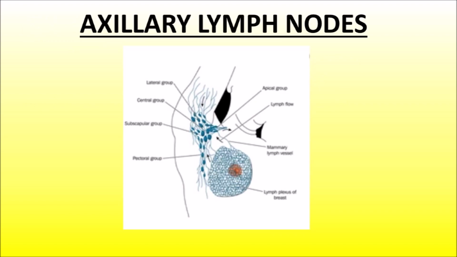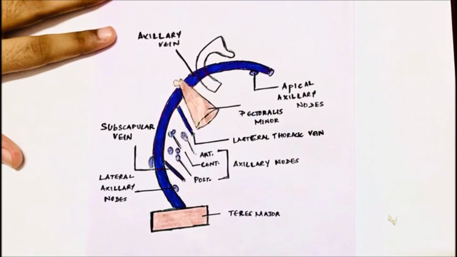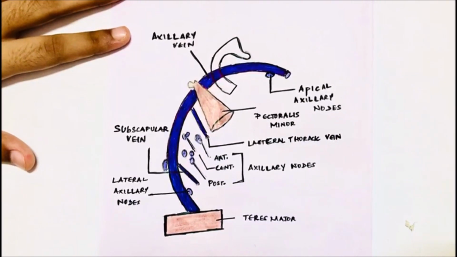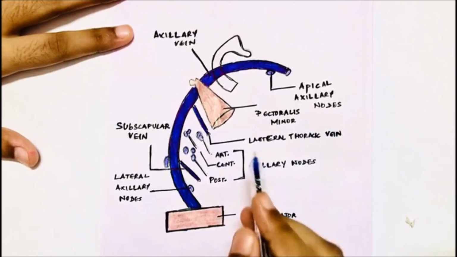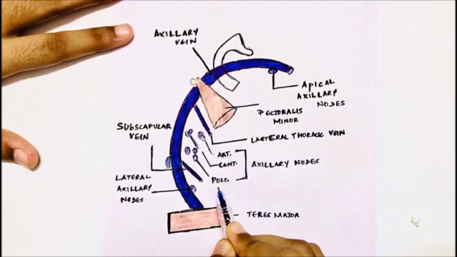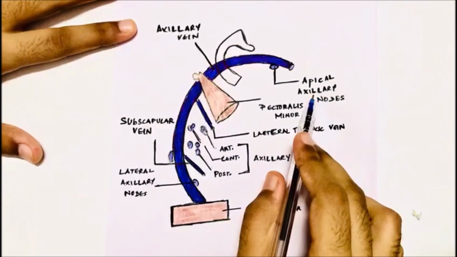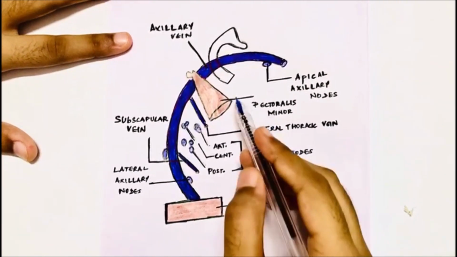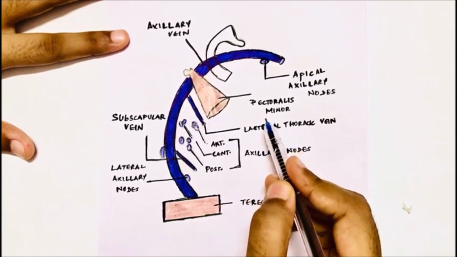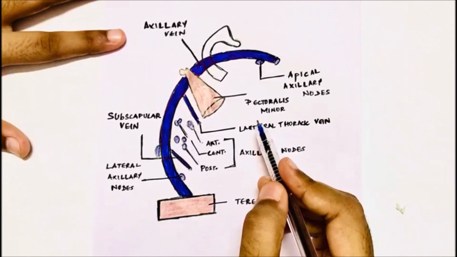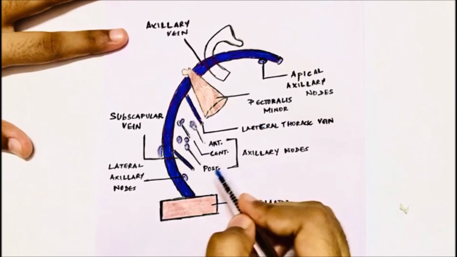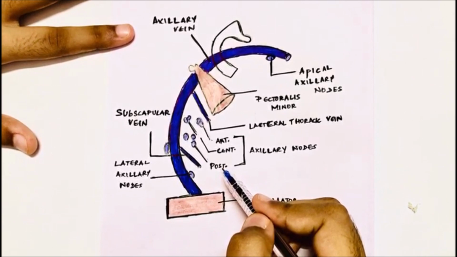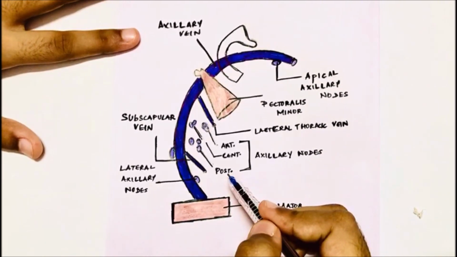Now let us move on to the axillary lymph nodes. There are only 5 axillary lymph nodes, which are anterior, central, posterior, lateral and apical. The anterior lymph node is situated along the inferior border of the pectoralis minor. It receives from the lateral half of the breast and drains into the central. The posterior is situated along the subscapular vessel and it receives from the axillary tail and drains into the central.